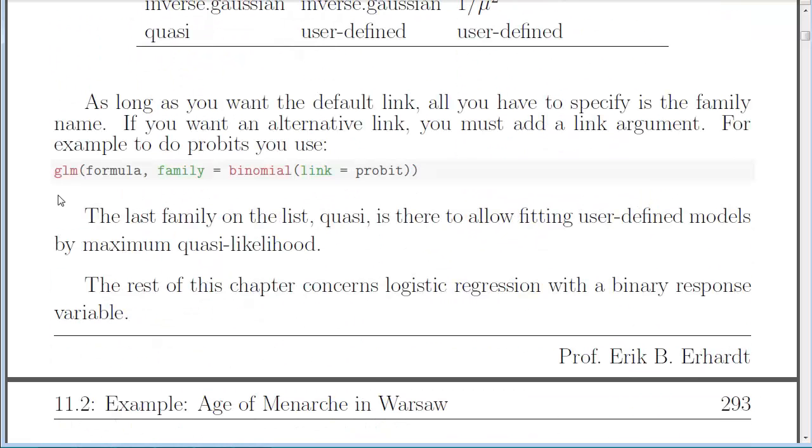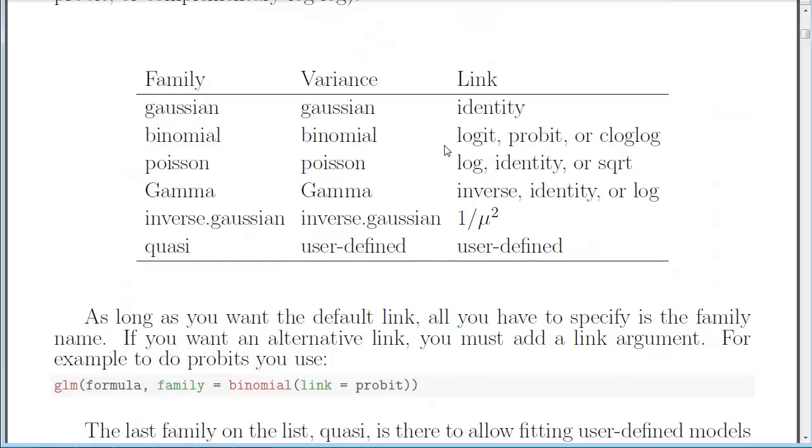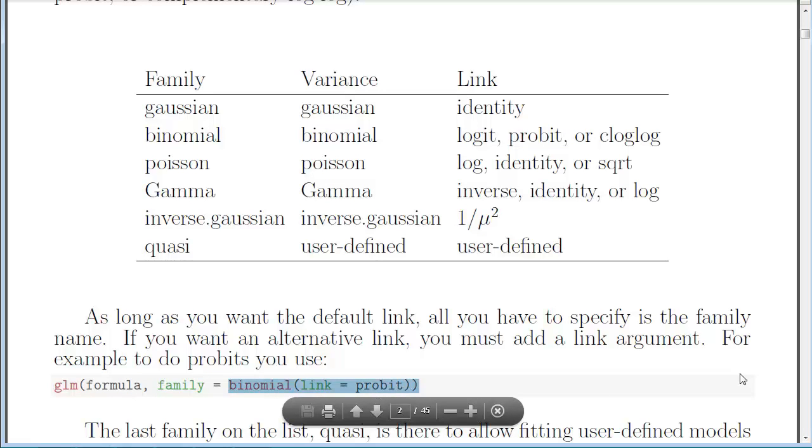All right, so when we specify the general linear model, we'll specify our formula, like y tilde x. Then we specify family, binomial. And that's all you need for the default. The default for the binomial is the logit. If you want to specify a link function other than the default, such as probit, you also have to include in parentheses link equals, and then that alternative link function.